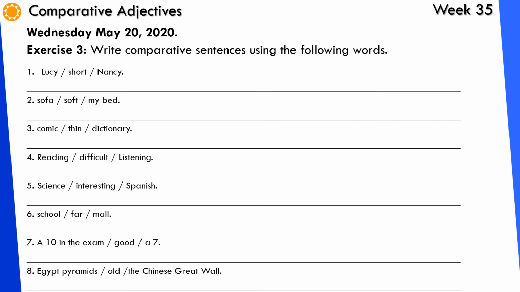Exercise 3. This exercise is only for Wednesday. Write comparative sentences using the following words. Well, in this exercise you have to follow the structure that we have previously seen. I'm going to help you only with the number 1. Lucy, short, Nancy. Let's begin. Lucy is shorter than Nancy. Now you read your next words and do your sentences.